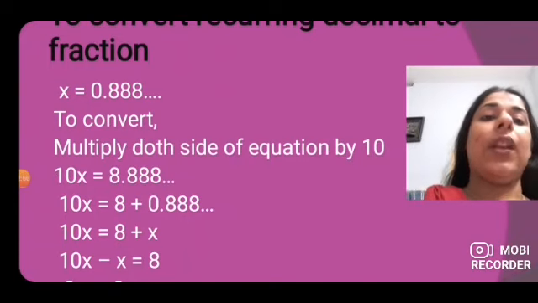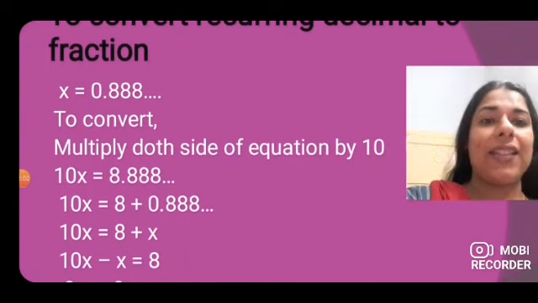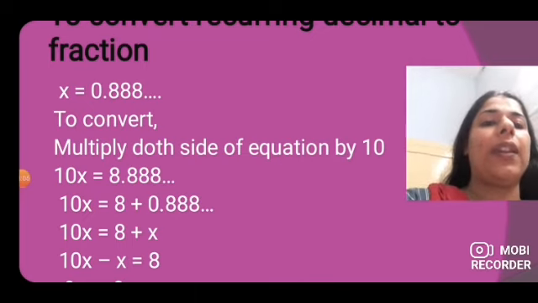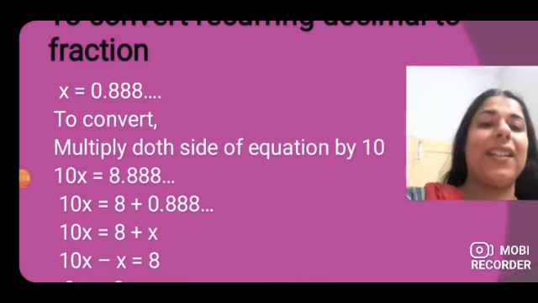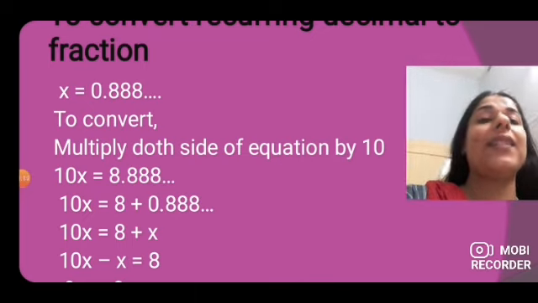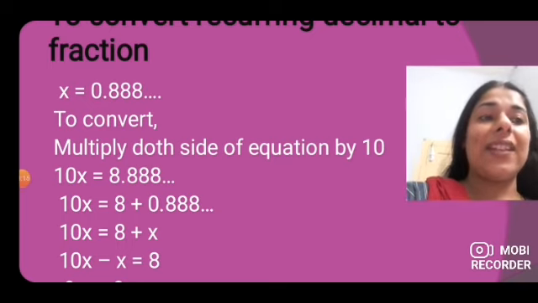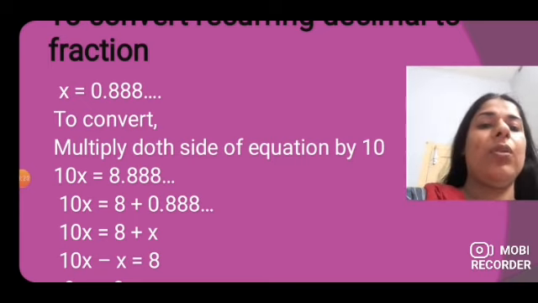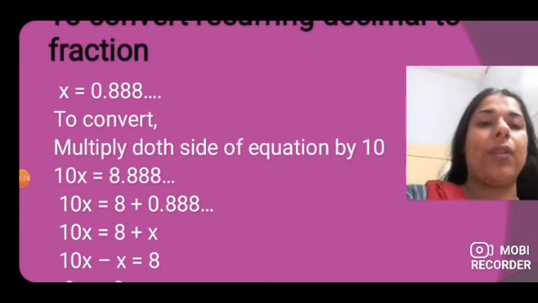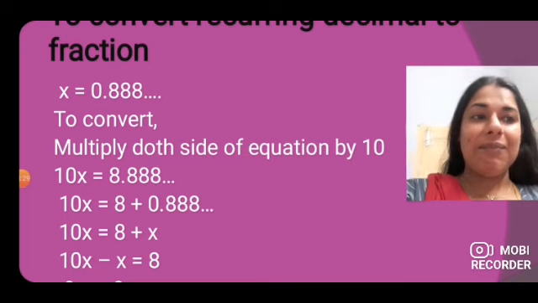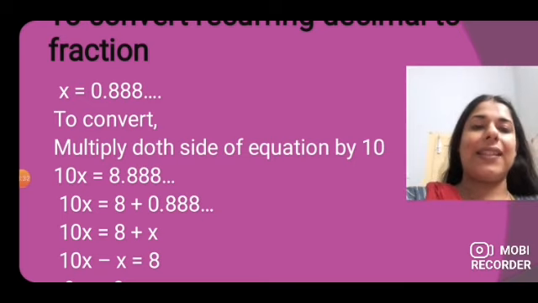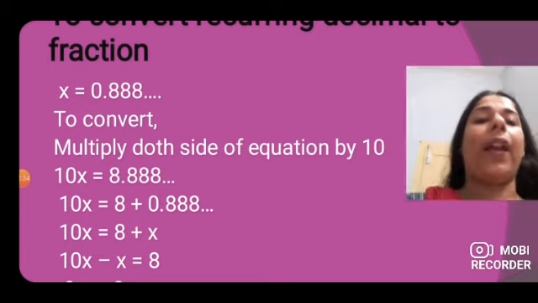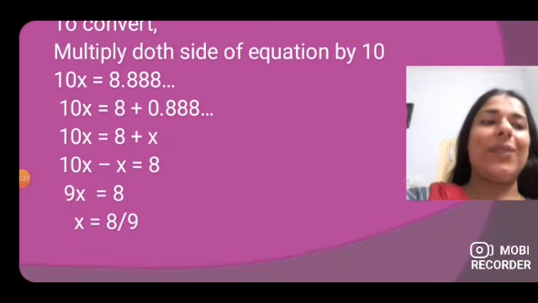Very good. So 8.888 we can write as 8 plus 0.888. Therefore 10x equal to 8 plus 0.888. What is 0.888 taken as? It is taken as x. Therefore 10x equal to 8 plus x. The x on the right hand side goes to the left hand side, plus x becomes minus x. Therefore 10x minus x equal to 8, so we get 9x equal to 8, x equal to 8 by 9.